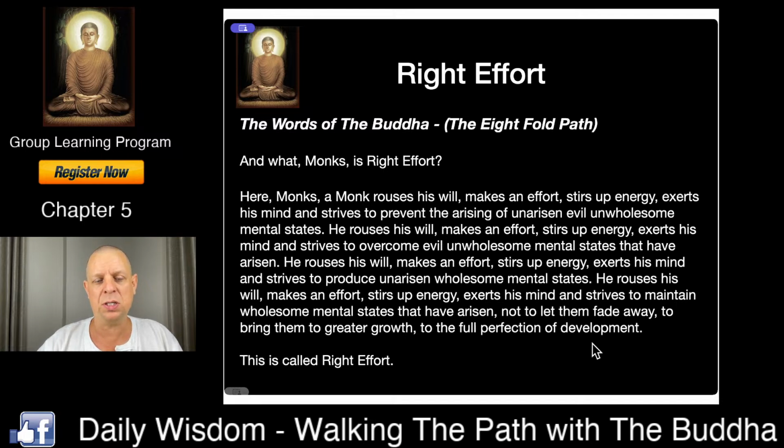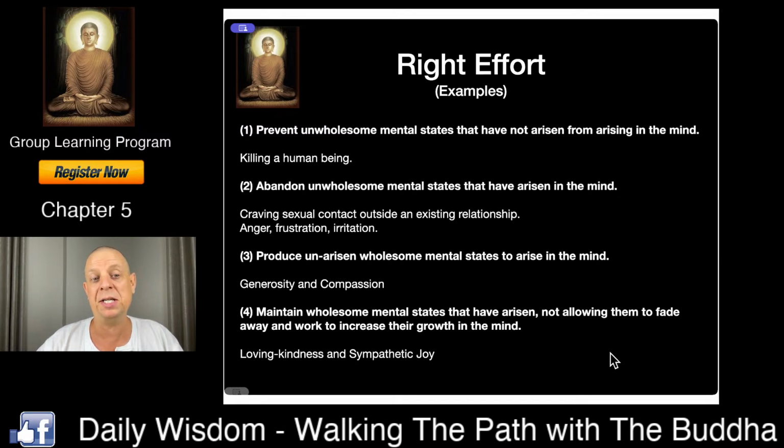So this is the words of the Buddha on right effort. Typically I read through this and help you understand it, but what I'm going to do is just help you understand what he's teaching, because he's teaching these 4 aspects of right effort. You apply the effort to prevent unwholesome qualities from coming into the mind, you apply the effort to abandon any unwholesome mental states that are currently in the mind, you apply the effort to produce unarisen wholesome mental states, and you apply the effort to maintain wholesome mental states that are currently in the mind.